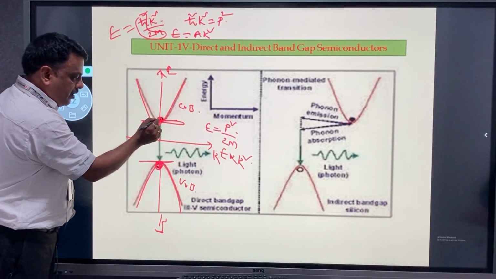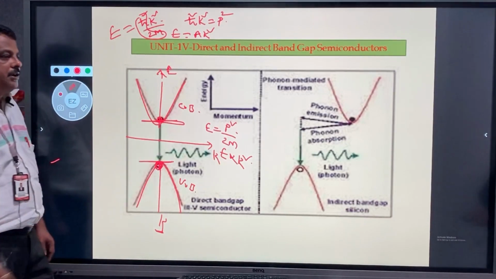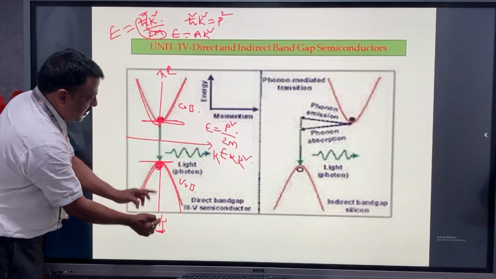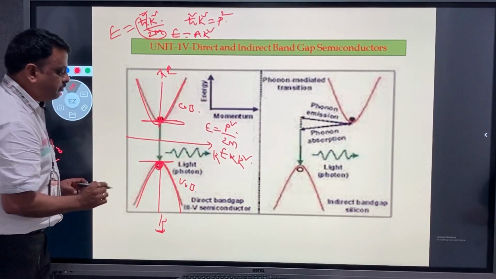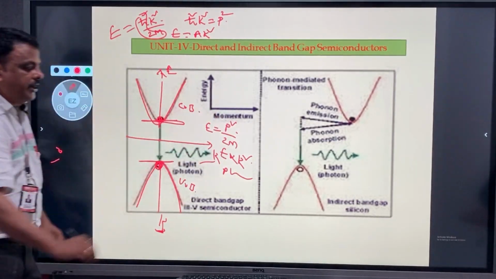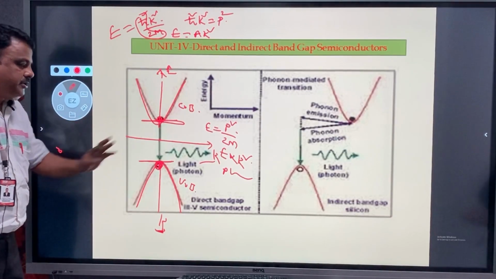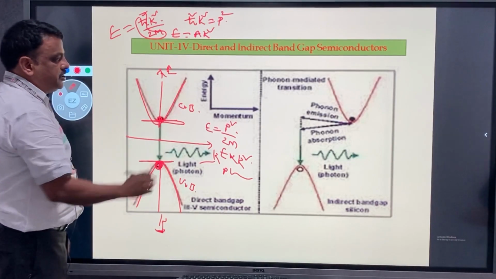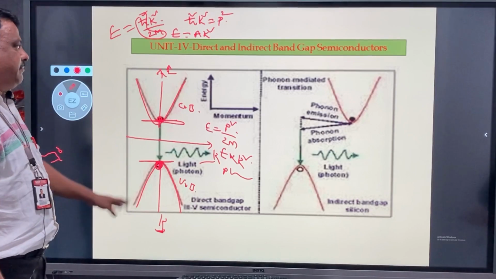Here the electron recombines with the hole, and both energy and momentum are conserved. Here we can observe both have the same momentum, and once the electron is recombined with the hole, the excess energy is released in the form of a photon. So both energy and momentum are considered. Once the recombination takes place, both energy and momentum are conserved in the case of a direct band gap semiconductor.